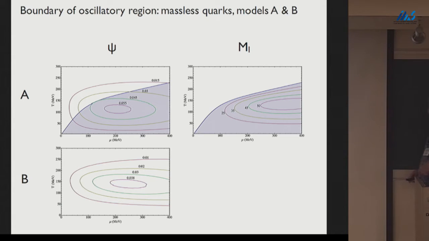And the numbers denoting the contours, what do they mean? Psi is an angle, so these are absolute numbers. These numbers here, since they're masses, they're actually in MeV. So these are a very small effect, in fact.